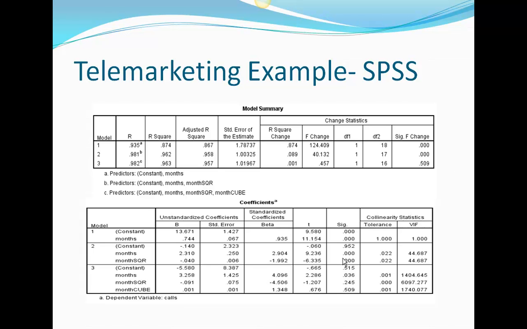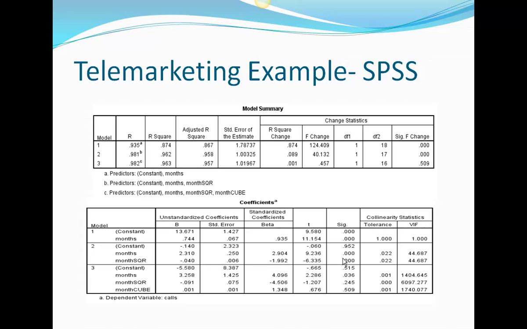Okay, and then here we have this in SPSS. Now, there are 2 different ways you could go about generating this output. The one that you see was generated using the blocks model. I went to Analyze and did a linear regression, and then put it in as 3 different blocks, where block 1 just had months, block 2 had months and months squared, and block 3 had months, months squared, and months cubed.